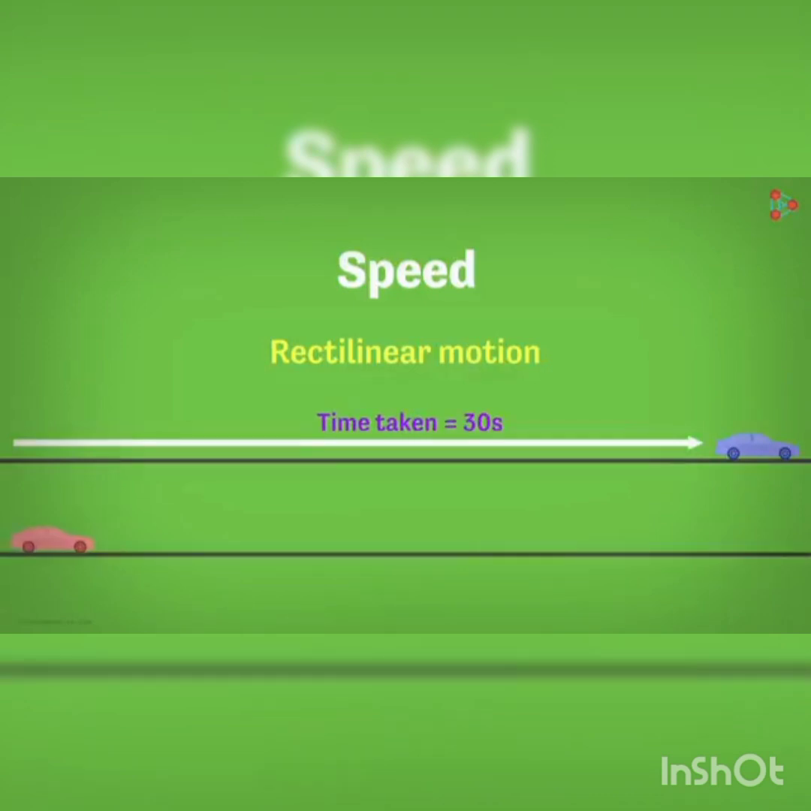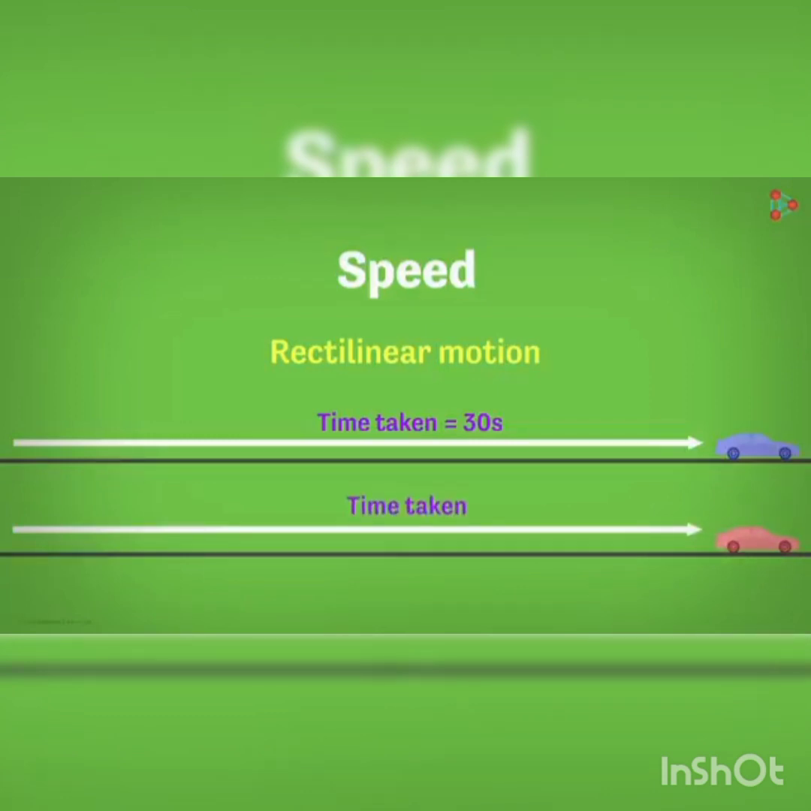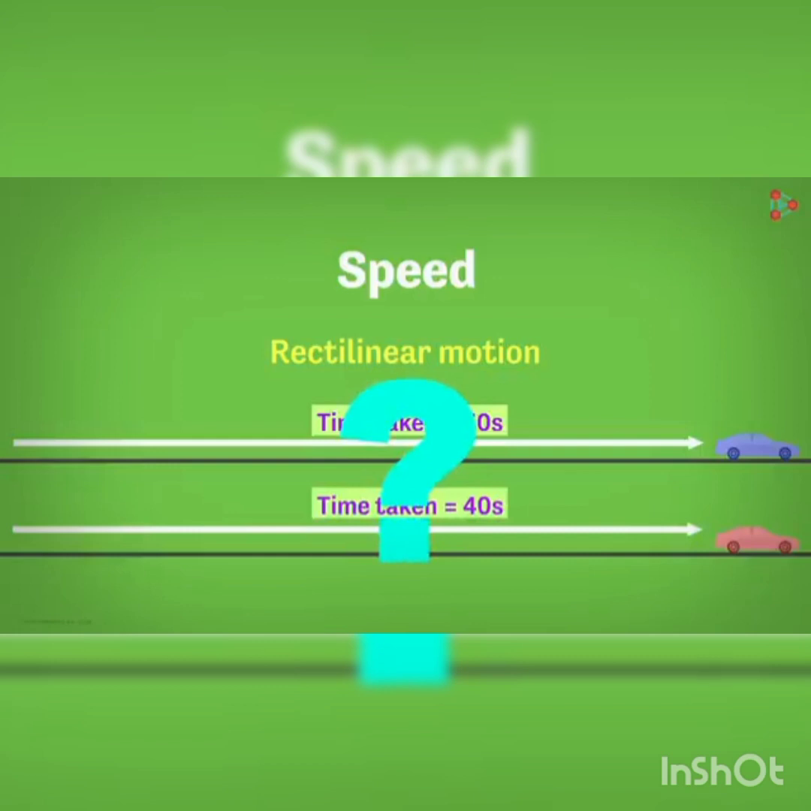Now consider another car which is similar to the first one. It's also moving in a straight line path adjacent to the first one. The time taken by this red car to cover the same length of the road is 40 seconds. The blue car covered the path length in 30 seconds, while the red car covered the same path length in 40 seconds. Which one of them was moving with greater speed? By intuition, we can say that the blue car was traveling at a greater speed than the red one. Why? Because the blue car covered the same distance in lesser time.